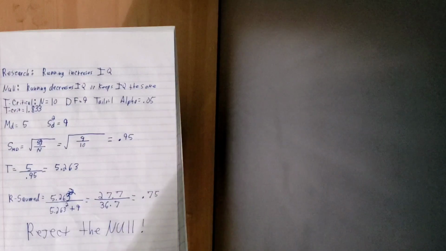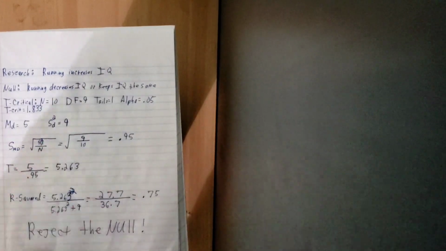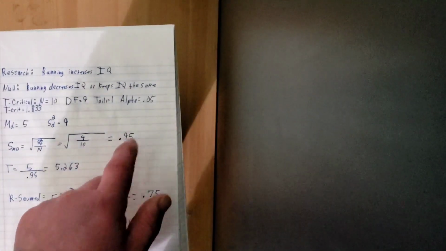Next, I wrote down what we were given in the question. We were given the mean difference score, which is 5, and the variance difference score, which is 9. So when you're given this information already and don't have to solve it, the next step you must take to get your T obtained is get the standard error of the mean difference. So in this case, that is the square root of the variance, S squared D, the variance of the difference scores, divided by n. Right? We know the variance is 9 and n is 10, so the square root of 9 divided by 10 equals 0.95.